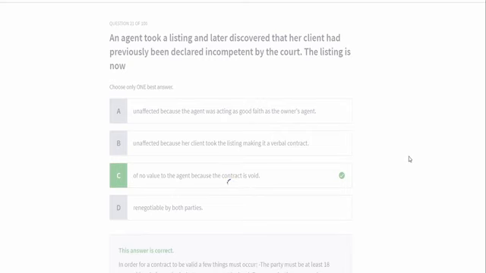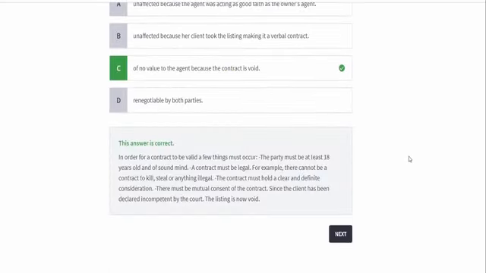And that makes sense, right? When we discuss our contracts, there's a couple different things that we have to remember. In order for a contract to be valid, the party must be 18 years old and of sound mind. That part is super important for our question, of sound mind. And then a contract obviously must be legal. So for example, there cannot be a contract to kill, steal, or anything illegal. And obviously the contract must hold a clear and definite consideration, which means there must be mutual consent of the contract. Since the client has been declared incompetent by the court, the listing is now void.